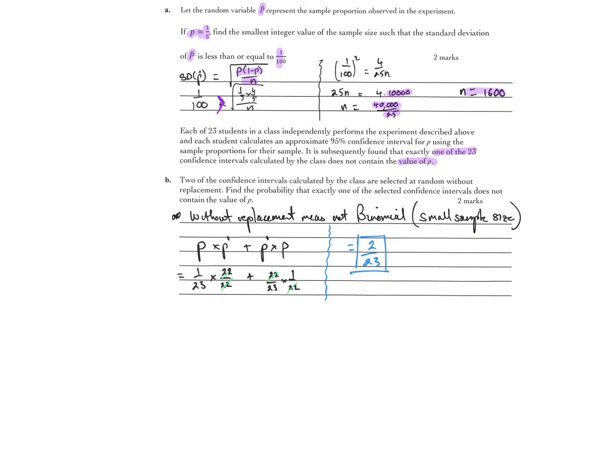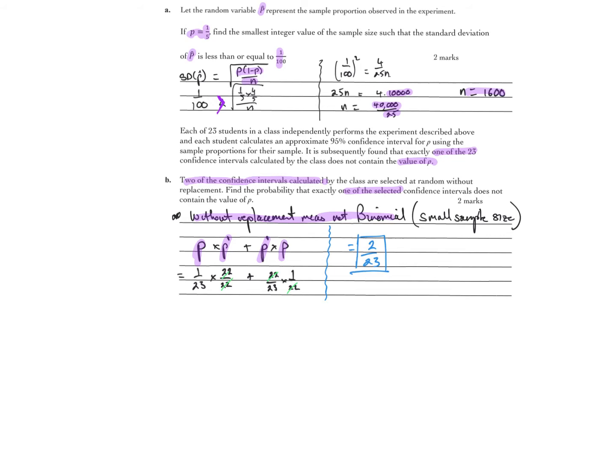So the probability of drawing one of the sample spaces and not getting P is 1 in 23. So if we're going to take two of the confidence intervals we're going to draw, find the probability that one of them. Okay, so straight away, if we're taking 2 out of 23, sampling without replacement, so it's not going to be binomial. So we want one success, one failure, or one failure and one success.